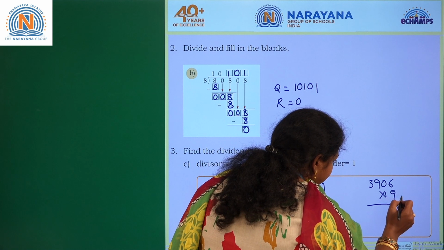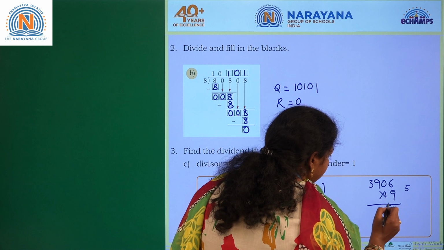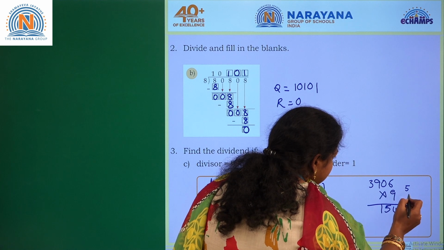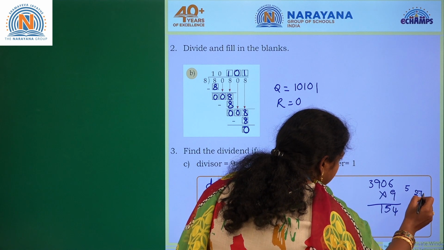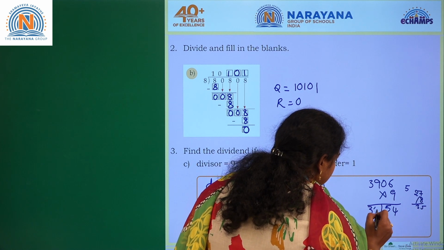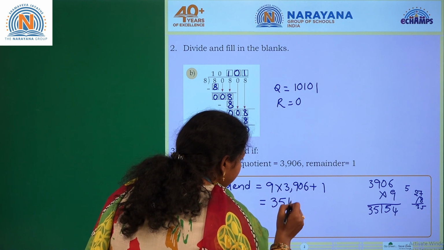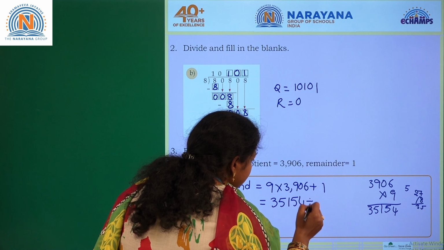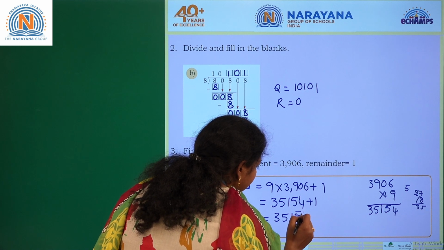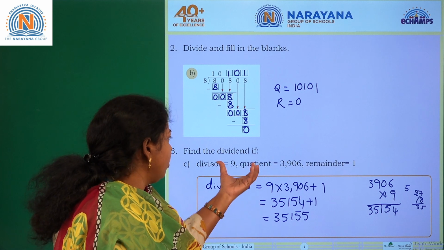9 6s are 54. Write 4 here and carry 5. 9 zeros is 0. So let us write 5. 9 9s are 81. 9 3s are 27 plus 8, which is 35. So let us write 35. That means 35,154 plus 1, which is 35,155. Okay? Right. This is how you have to do this.